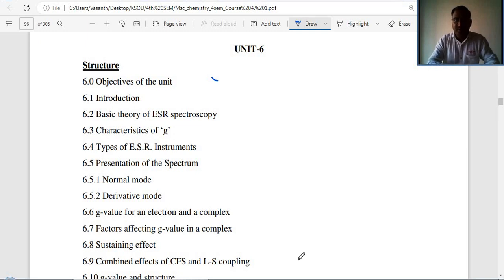In this video, I am going to explain ESR spectroscopy. This is the MSc syllabus from Karnataka State Open University, 4th semester, Unit 6.